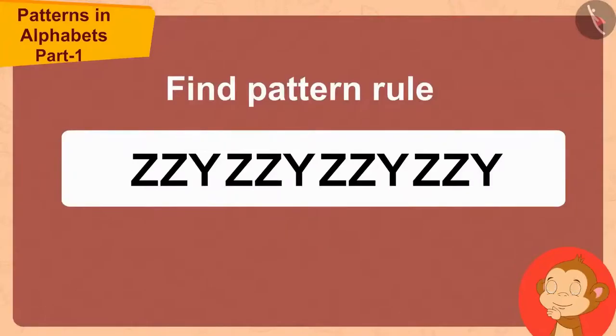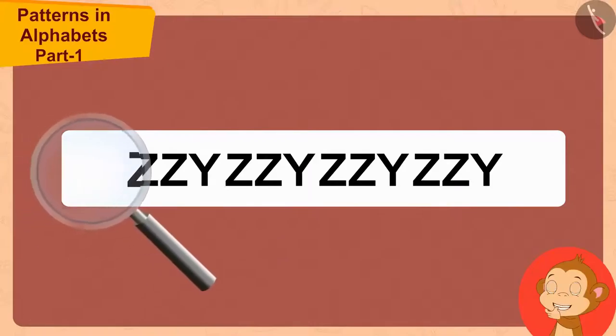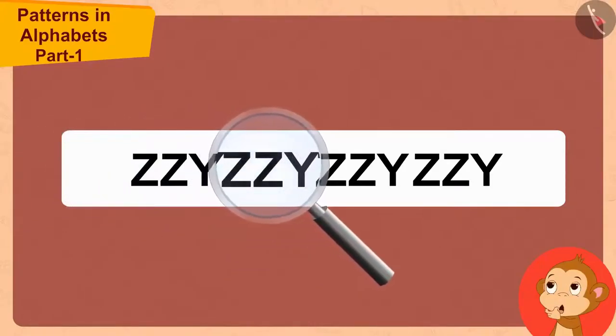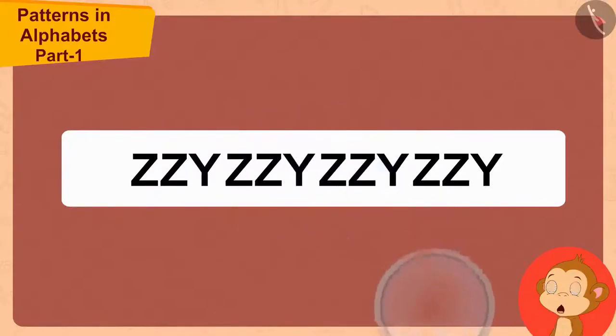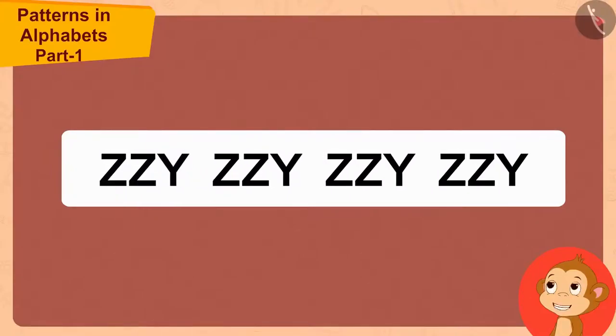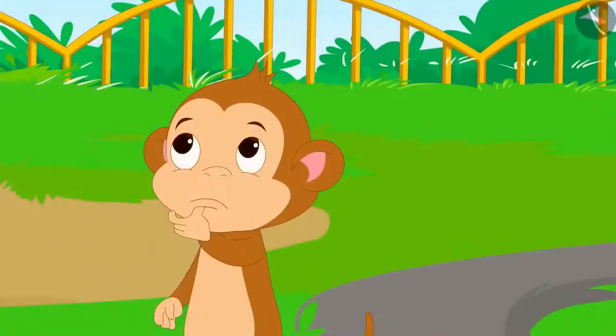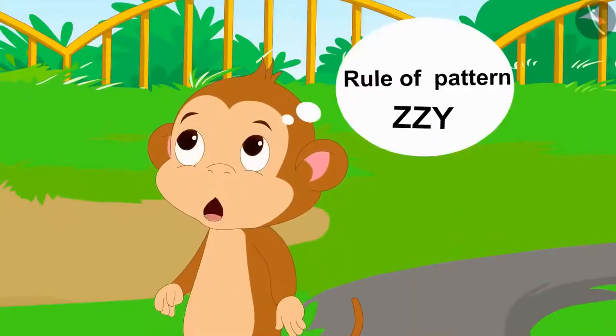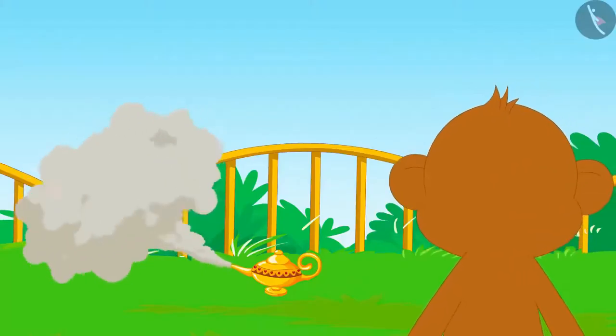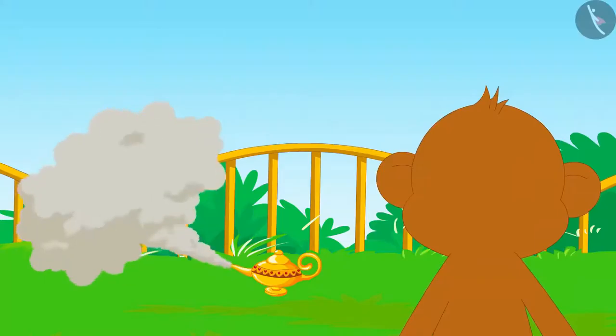Let us see whether Babban was able to recognize the rule of this pattern. First I try to find some sort of repetition in it. Z Z Y. Good! Here, ZZY is repeating in these three letter group over and over again. Oh wow, I found the rule of this pattern. Babban told Genie the rule of the first pattern. Your answer is absolutely correct. What is your first wish?